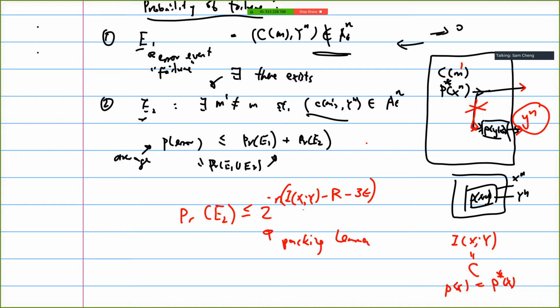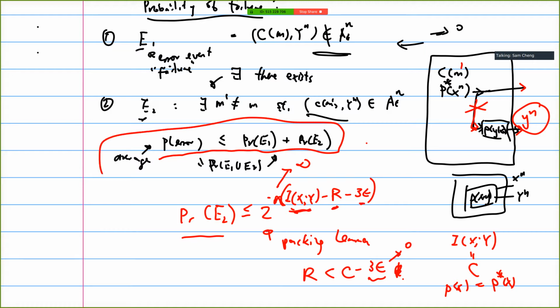So this is saying that as long as the rate is less than the capacity, then, of course, I have 3 epsilon here, but I can make epsilon arbitrarily small. As long as the rate is less than capacity minus 3 epsilon, this probability will go to 0, because n is high and we can make it arbitrarily high. So assume n goes to infinity, and therefore the overall average probability will go to 0. That's basically the main idea of the forward theorem.